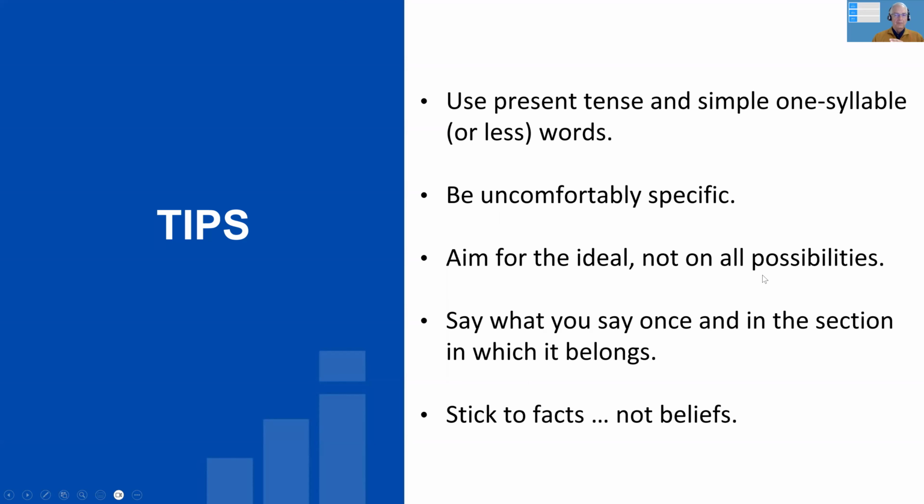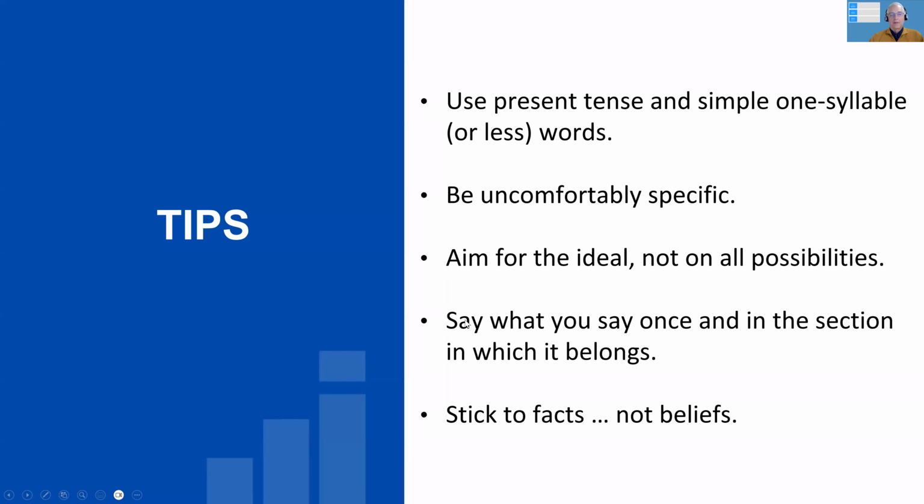Aim for the ideal, not all possibilities. Most people make the mistake of trying to not shut out any possible who, for example, that they could sell to. The reality is, who do you want to invest in selling to next? So it's your ideal next customer. If we get ICP, ideal customer profile.